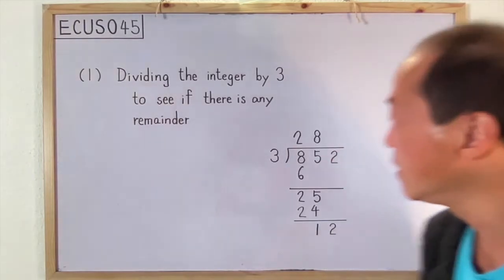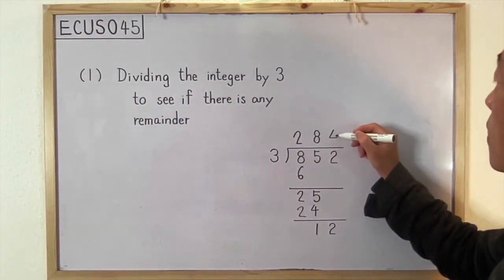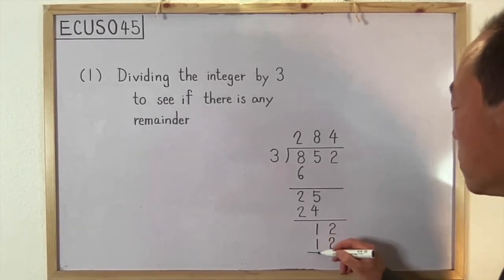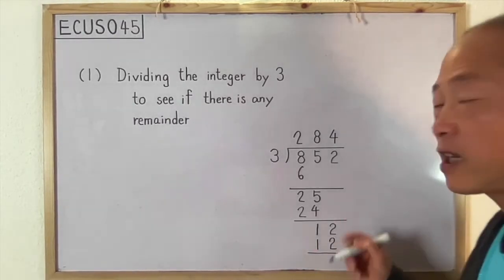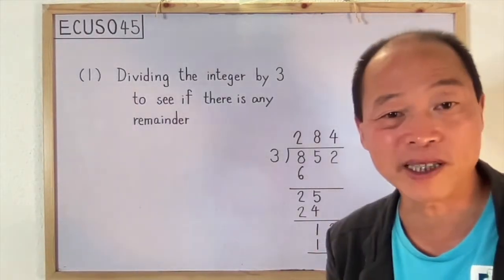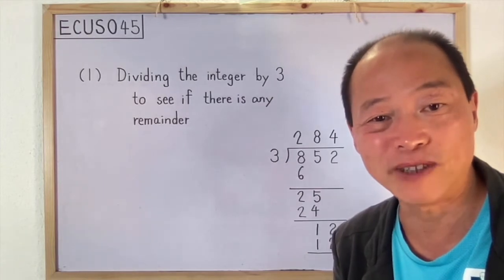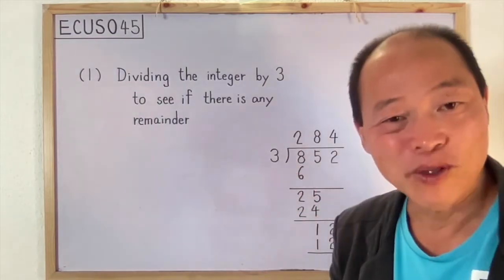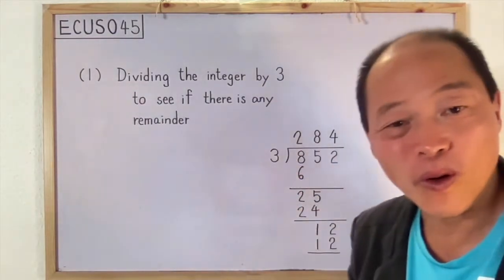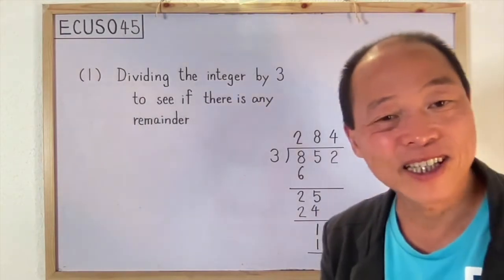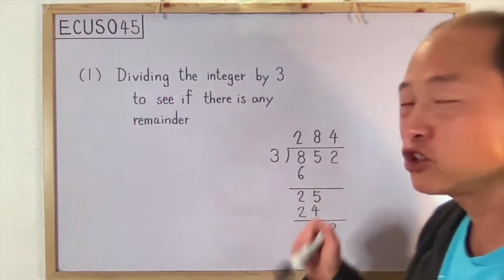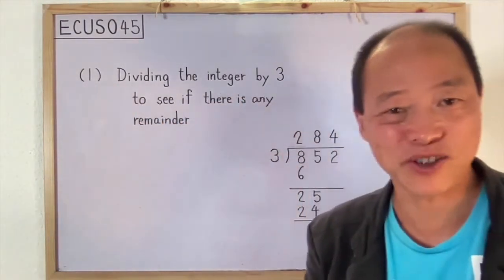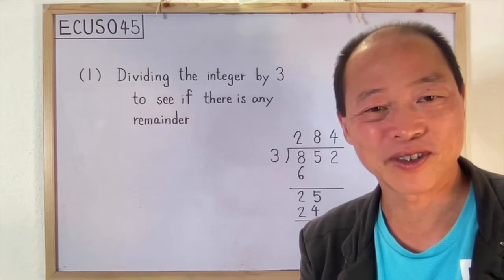Therefore, we write 3 times 4 is 12. When 12 is taken out from 12, there is no remainder, and we have finished our division. When 852 is divided by 3, the result is 284, and there is no remainder. This means that 852 is a multiple of 3. Method 1 is easy to understand, but tedious to do.